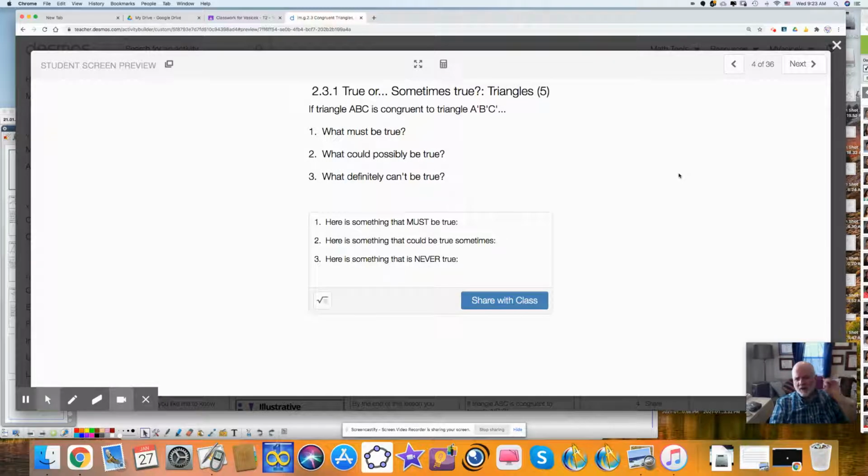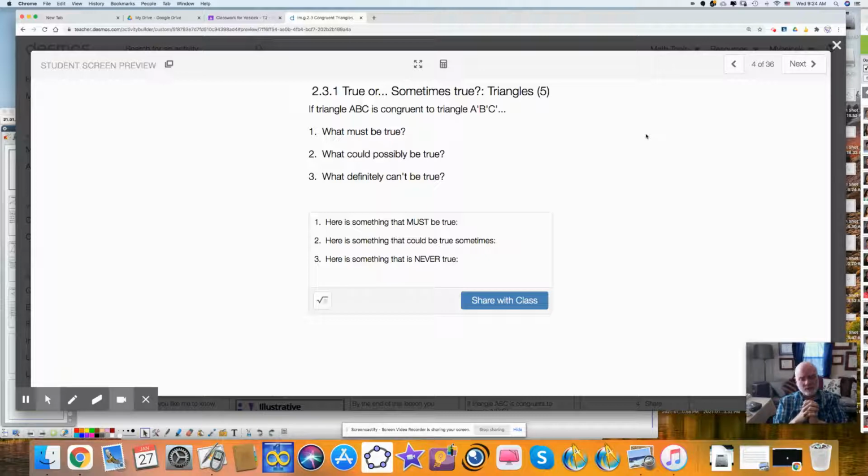So here I want you to name something that must be true, could possibly be true, and definitely would not be true about if triangle ABC is congruent to triangle A prime B prime C prime. After you do this, you can listen to some of the responses I got from students: angle A has to be congruent to angle A prime, angle B has to be congruent to angle B prime, angle C has to be congruent to angle C prime, segment AB must be congruent to segment A prime B prime, segment BC must be congruent to segment B prime C prime, and segment AC must be congruent to segment A prime C prime.